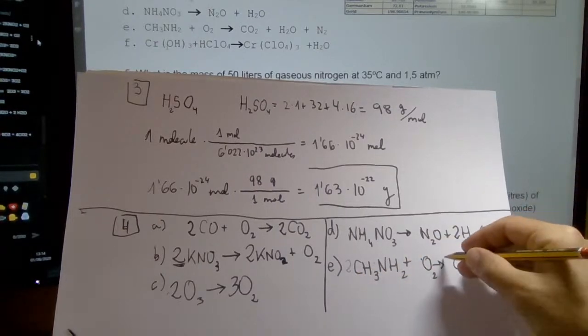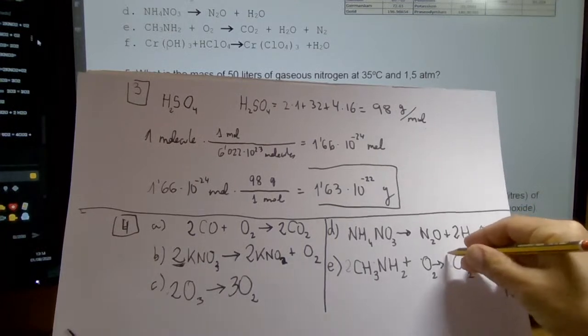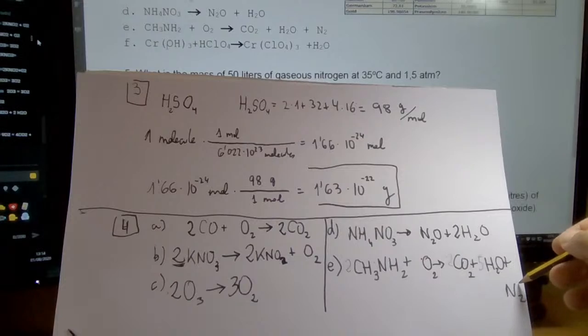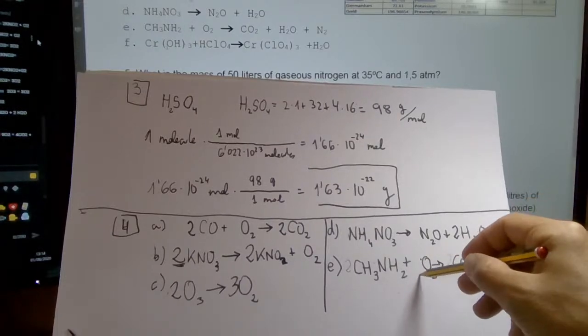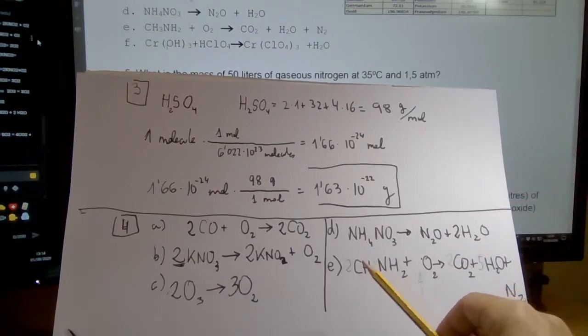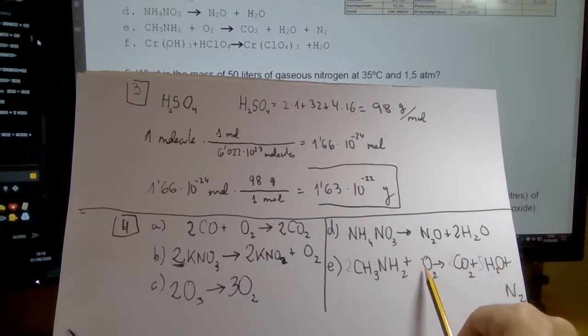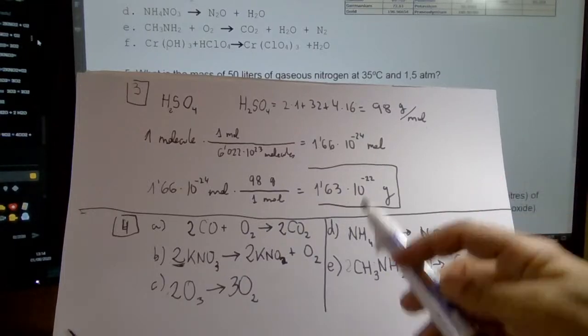2 carbon. 2 carbon. 2 nitrogen is okay. And what about oxygen? We have 4 and 5, 9 oxygen. Impossible here. So we double. Okay?